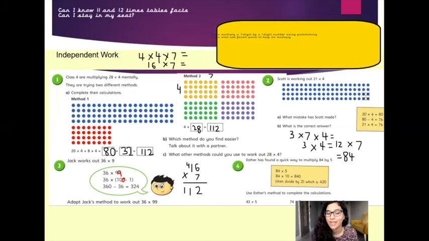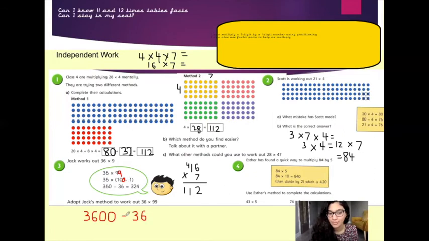And now let's try working this out then. So 36 times 100. What is 36 times 100? If you said 3,600, you are correct. Well done. And then what is 36 times 1? So if you got 36 times 1 equals 36, you are correct.